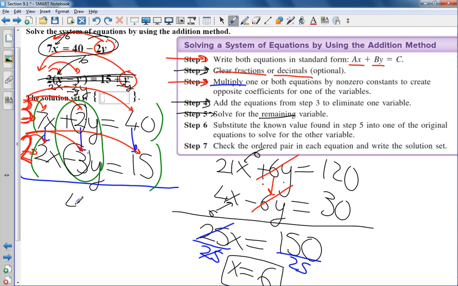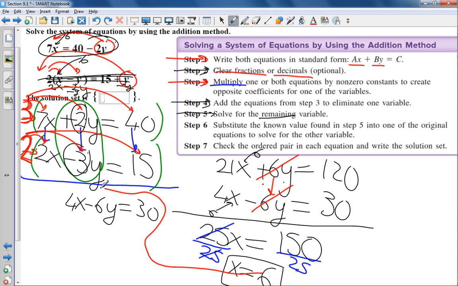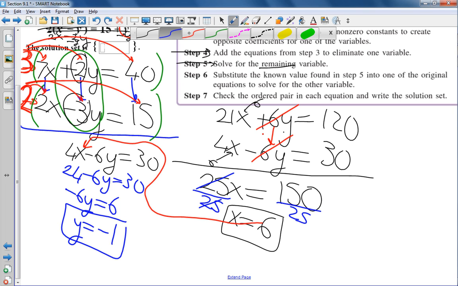Okay, so I'm going to take that brand new equation here before the elimination and enter 6 in there. Take this 6 and put where? Right here. Okay? So we get 24 minus 6y equals 30. Subtract 24 from both sides. Minus 6y equals 6. What is y? Y is negative 1.